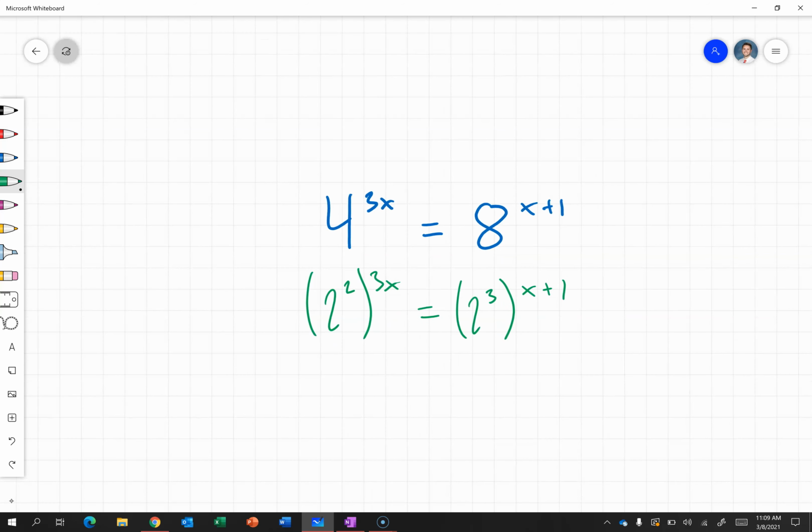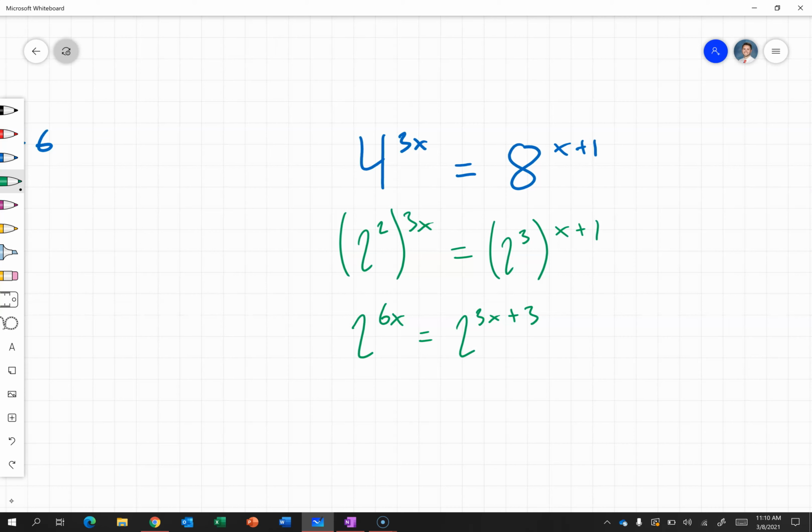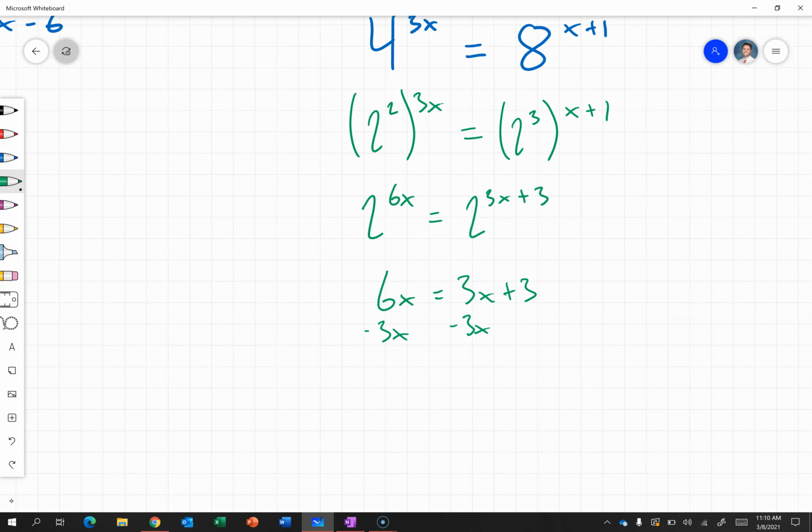Now 2 squared to the power of 3x would be 2 to the power of 6x. 2 cubed to the power of x plus 1 would be 2 to the power of 3x plus 3. So now we can say 6x equals 3x plus 3. Subtract 3x from both sides. 3x equals 3. So x is equal to 1.